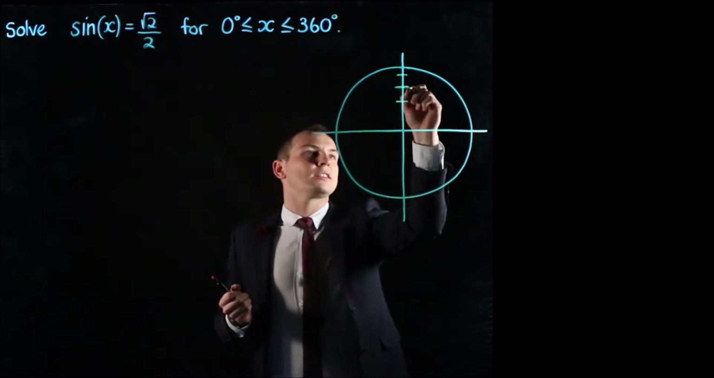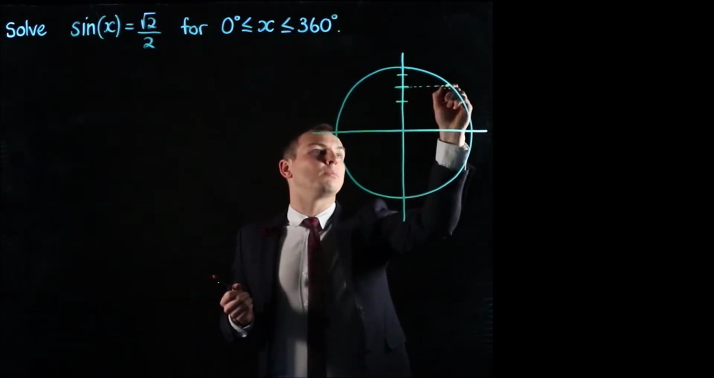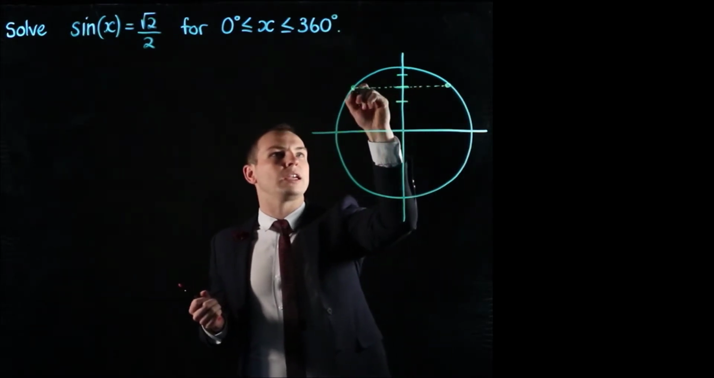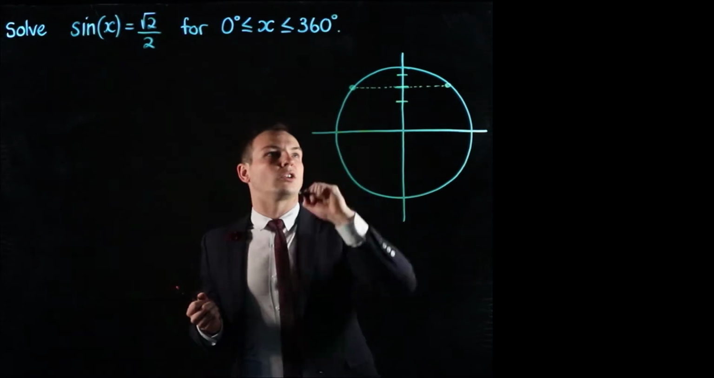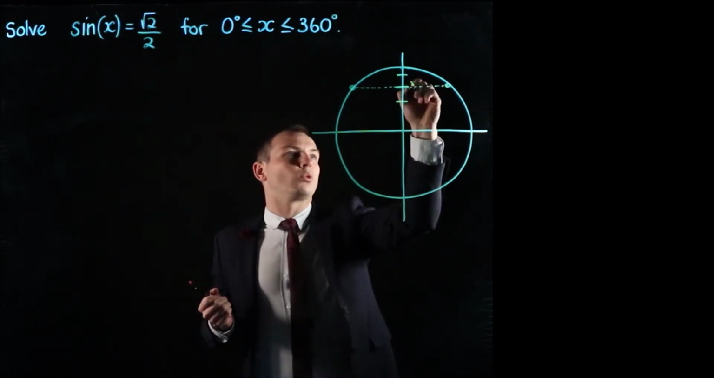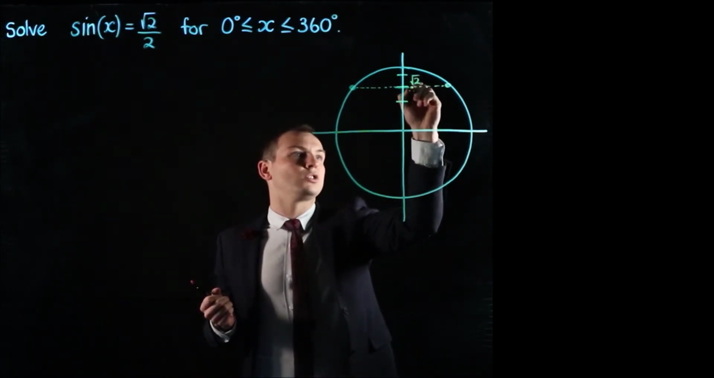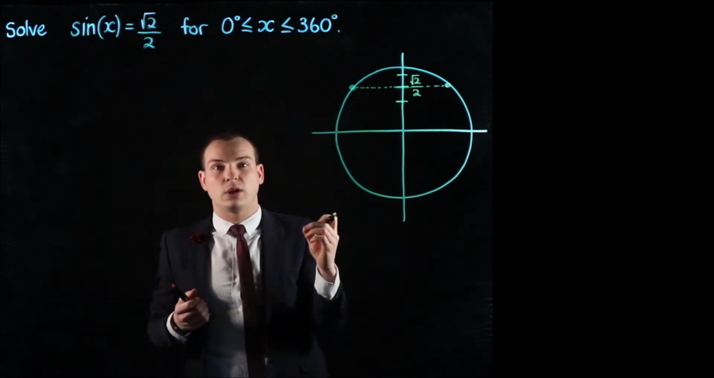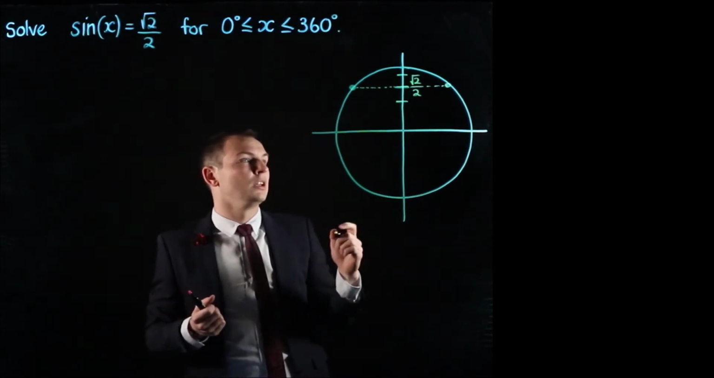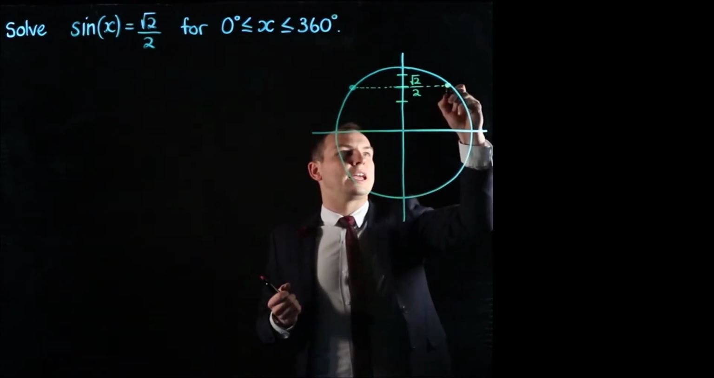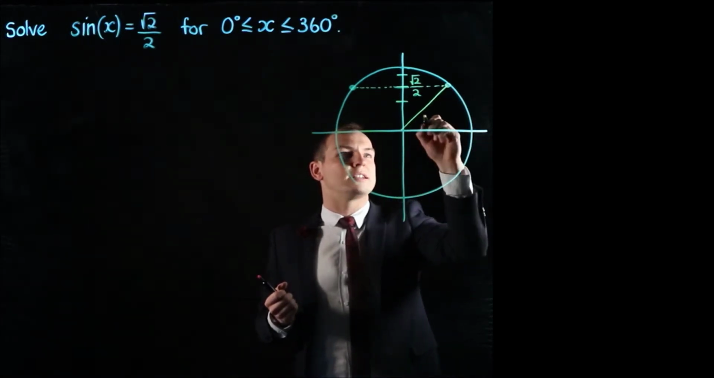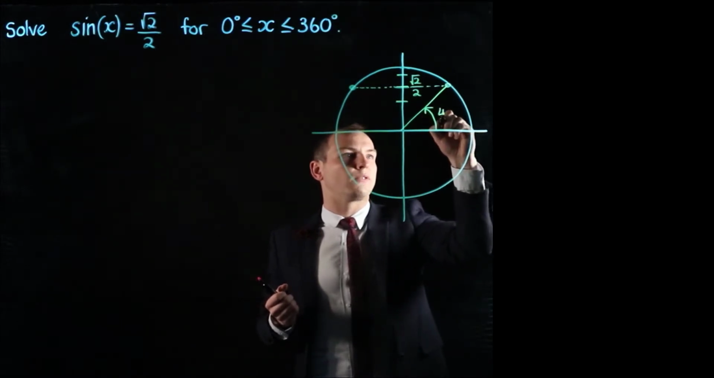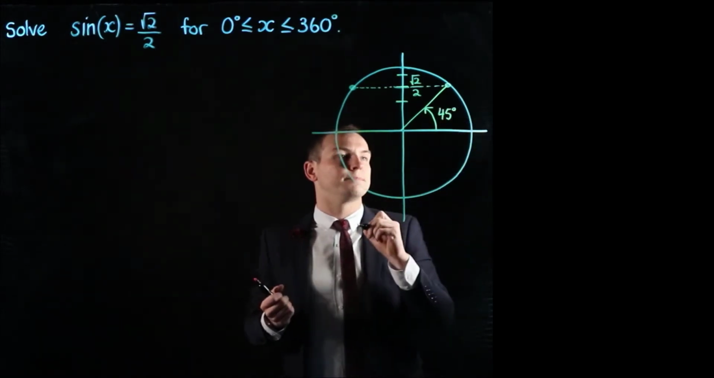Now to get sine to be root 2 over 2, we can be in this position on the unit circle, or we could even be in this position on the unit circle. That will give root 2 over 2 as the y value, which is the sine value of those points. The angle we need to get there from the horizontal axis is the 45 degree angle. So this angle here is 45 degrees.